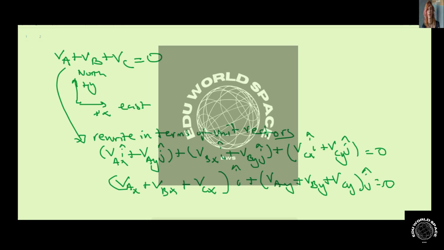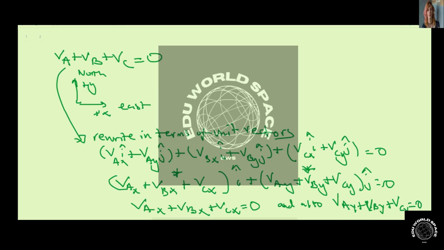And so this simply means that if you add two things and their value is 0, then either this one is going to be 0 or that expression is going to be 0. So then we say Vax plus Vbx plus Vcx equals 0. And also, we do the same thing here: Vay plus Vby plus Vcy equals 0.